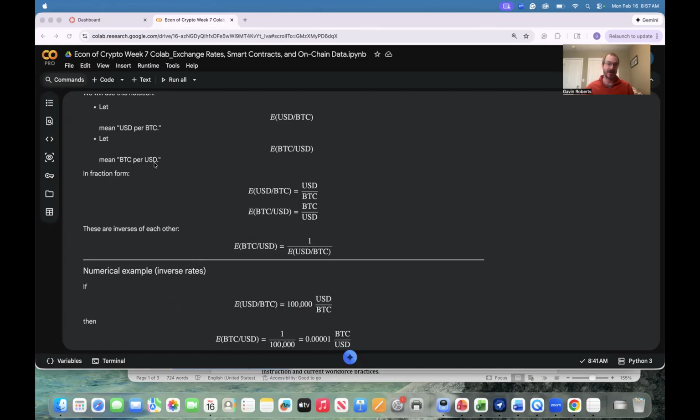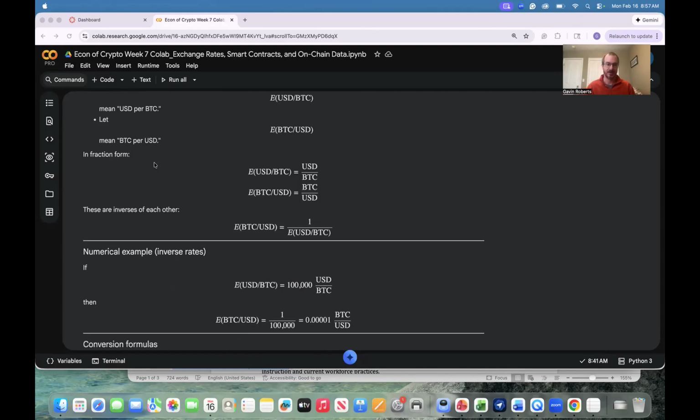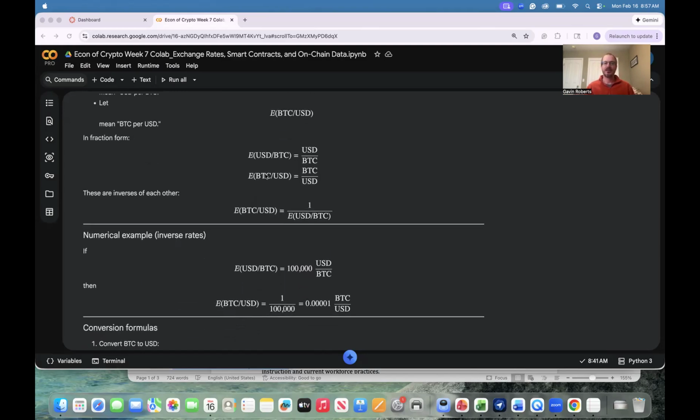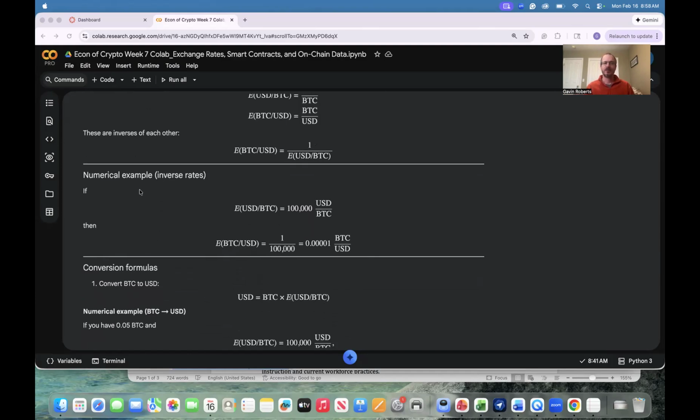That will be 1 divided by 68,000 approximately. And we could also write these in fraction form, which is going to be useful for this thing that I'm calling dimensional analysis, as I show you in just a second. So we can think of just a really easy numerical example. Let's suppose that the USD Bitcoin exchange rate is $100,000.